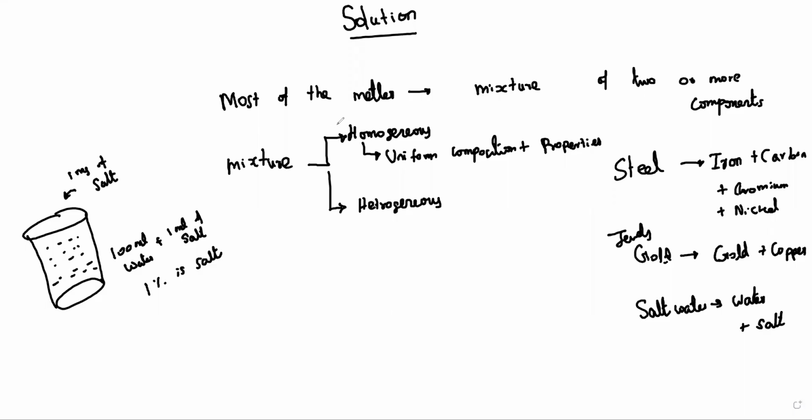So here in 100 ml of water, I just add 1% of salt. In this 100 ml of salt water, if I take 10 ml of salt water, can you tell me how much amount of water it contains and how much amount of salt it contains? In 100 ml, 1 ml is salt, so in 10 ml, how many ml will be salt, and how many ml will be water?